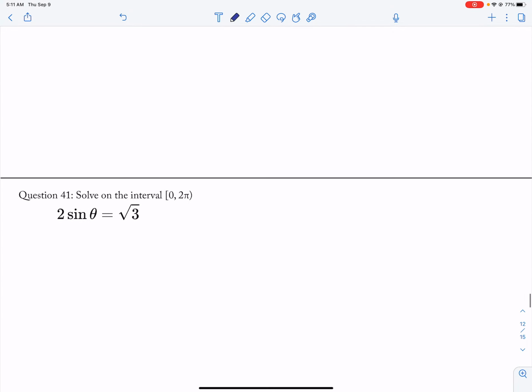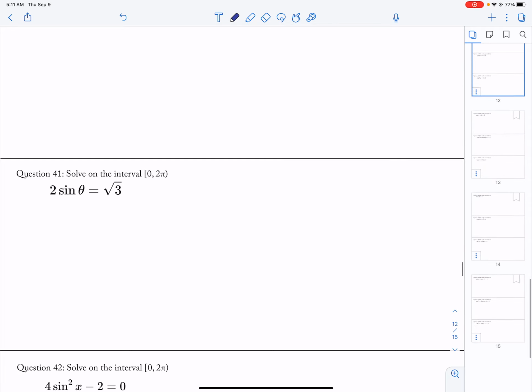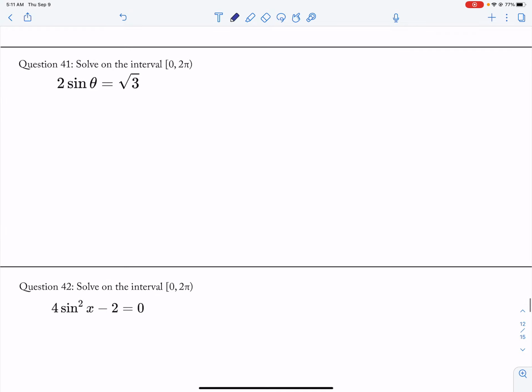And we're going to keep going here. Wow. This is going to be terrible for me to grade. Not only is it terrible for you guys to do, but it's going to be terrible for me to grade.